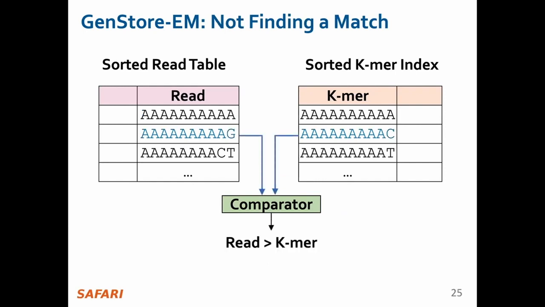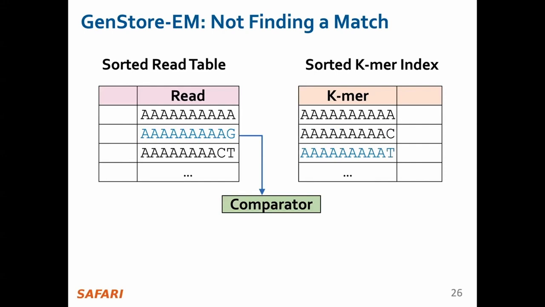Here, when the read is alphabetically larger than a k-mer, we conclude that the k-mer does not match any read. Since we've been sequentially scanning, we would already have seen the match if the k-mer matched any read. So then we go to the next element in the sorted k-mer index so that we can examine the next k-mer.